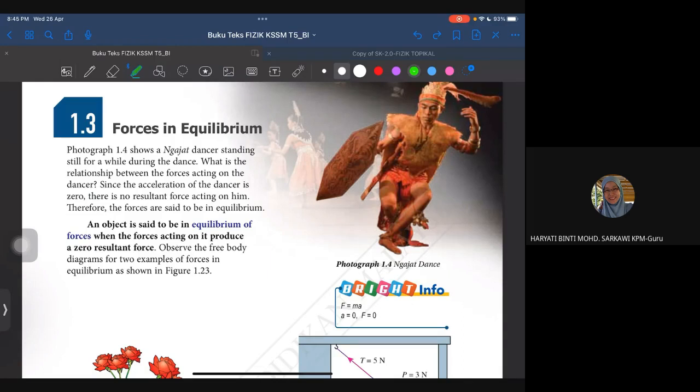Alright, so tonight we continue. We look at the third subtopic, Form 5, Chapter 1, 1.3, Forces in Equilibrium. So are you ready? Can you hear me clearly? Alright, so forces in equilibrium.